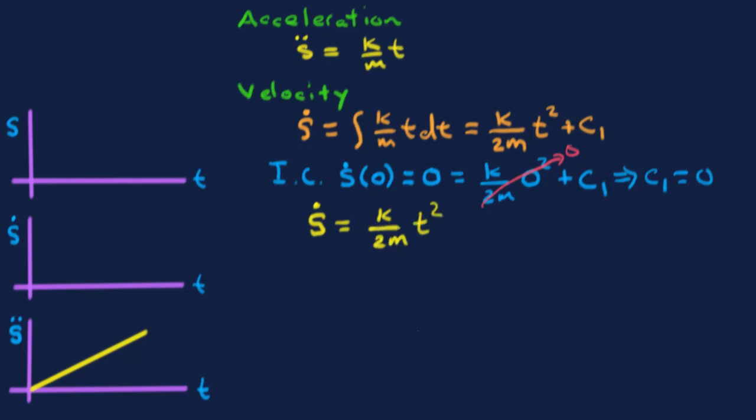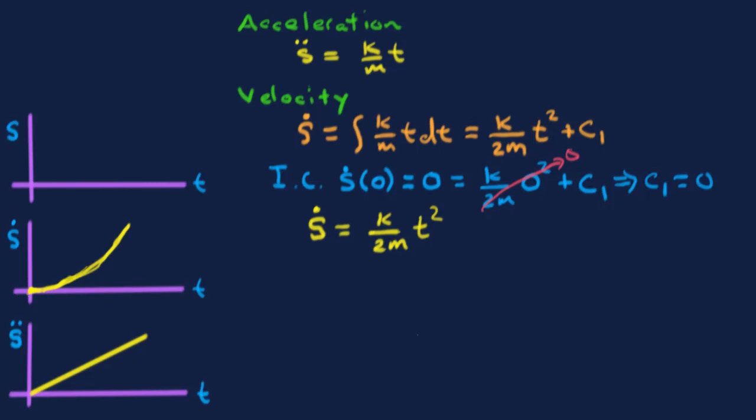And if I were to plot that, what would it look like? Over here, s dot starts at 0, and it's a parabola, right? It starts off with 0 slope because s double dot is 0, and this thing should grow quadratically. I'm trying to draw this thing more or less like that.